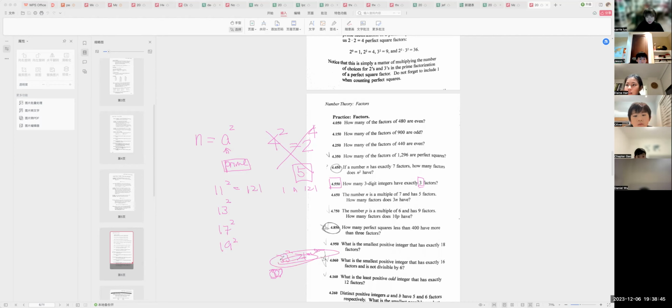So the biggest prime which is smaller than 33 is 31, so 31 squared. Right, so we have 19, 23 squared, 29 squared, and 31 squared. So we have 1, 2, 3, 4, 5, 6, 7. So 7 numbers which have exactly 3 factors.